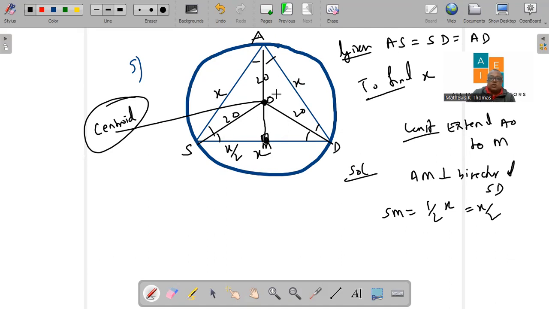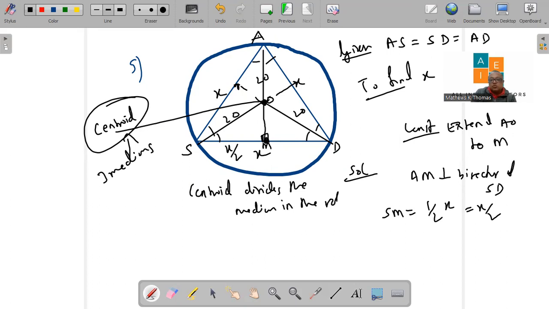So when I join these three medians, the point of intersection of the three medians is known as the centroid. So this is a median. If I extend this, it is going to intersect at the midpoint of this side. These will all be midpoints. So this point is the centroid. And there is a theorem which says that the centroid divides the median in the ratio 2:1.